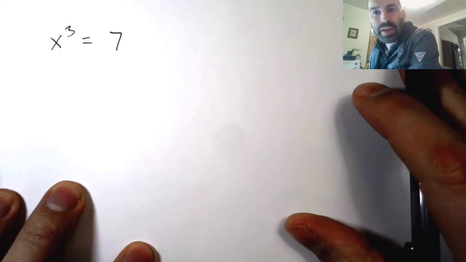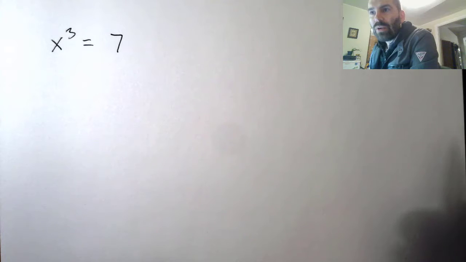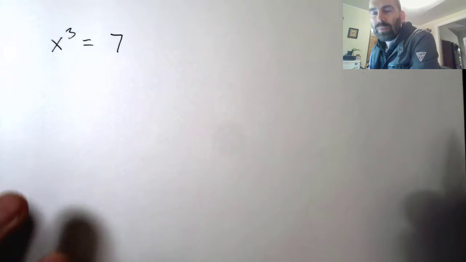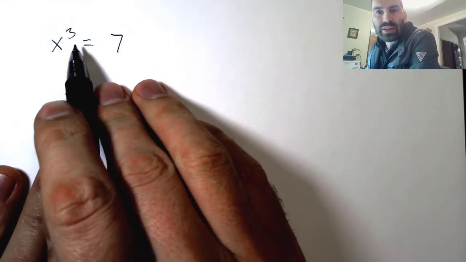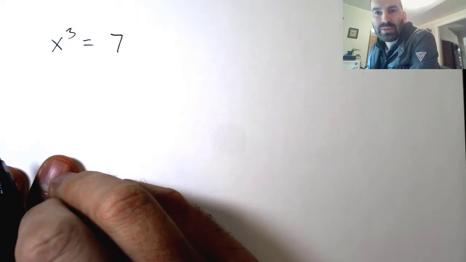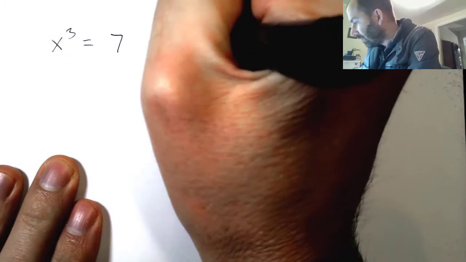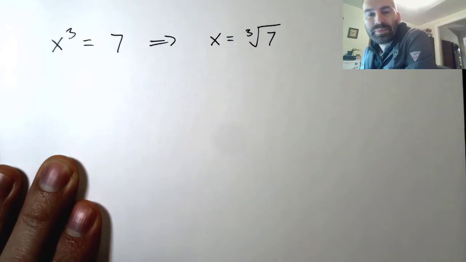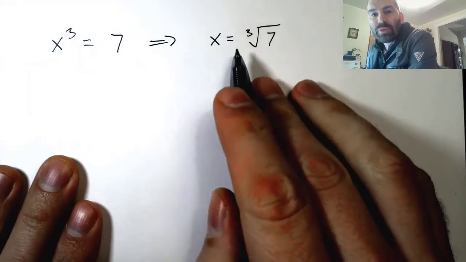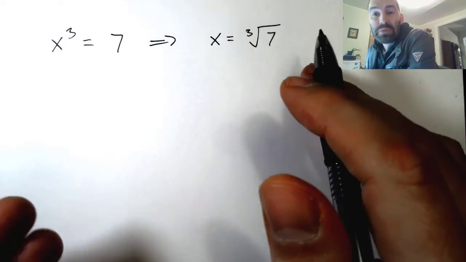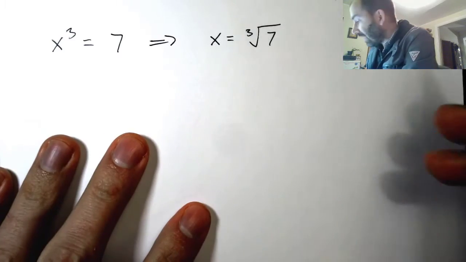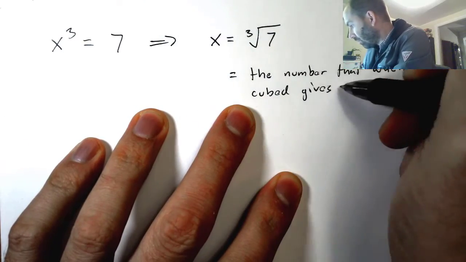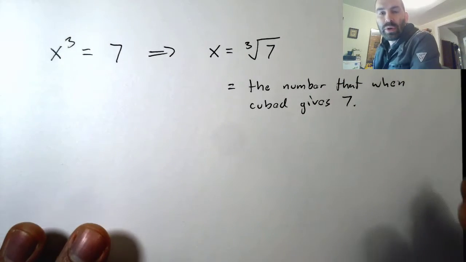All right, and so this thing is the following equation: x cubed equals 7. Okay. So how do we solve this? Well, I know exactly what to do. I'll just take the cube root of both sides to find x. So if x cubed equals 7, we know that x equals the cube root of 7. Now, we're fine with this. We know that the cube root of 7 is a number. It's the number that when cubed gives 7. Let me write that down.